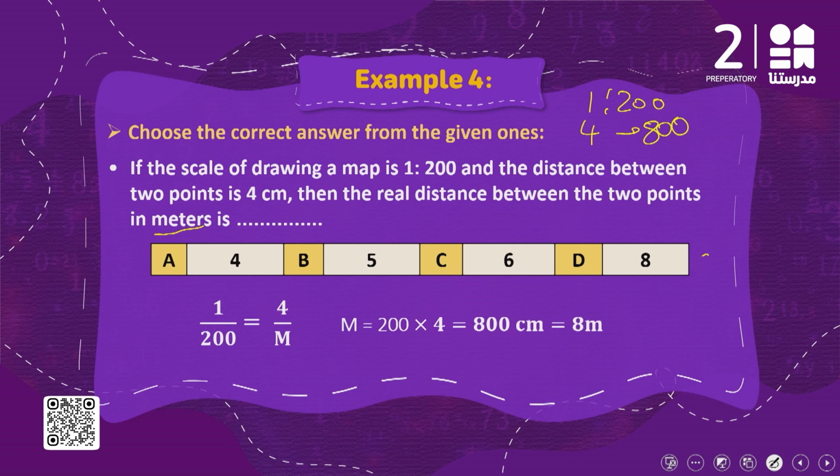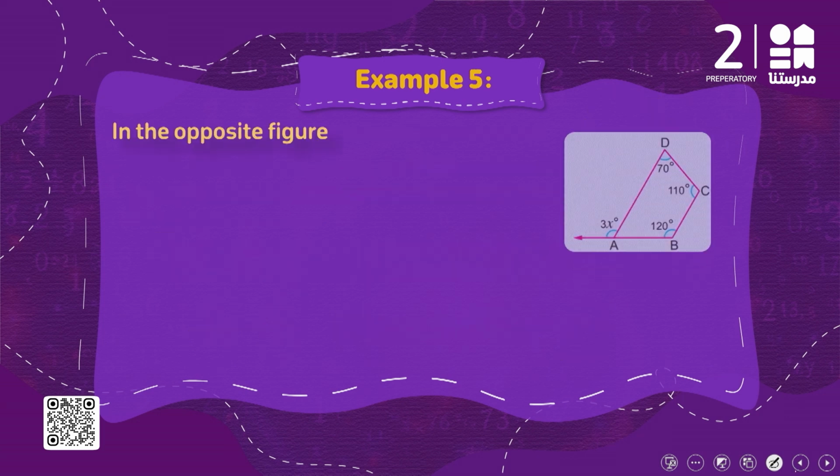You can also use this. You can use fractions instead of ratio. 1 over 200 equals 4 over unknown. Now let's use cross multiplication. M times 1, 4 times 200. M times 1 is M. 4 times 200 is 800 centimeters. This is for sure 8 meters, letter D, the right answer.